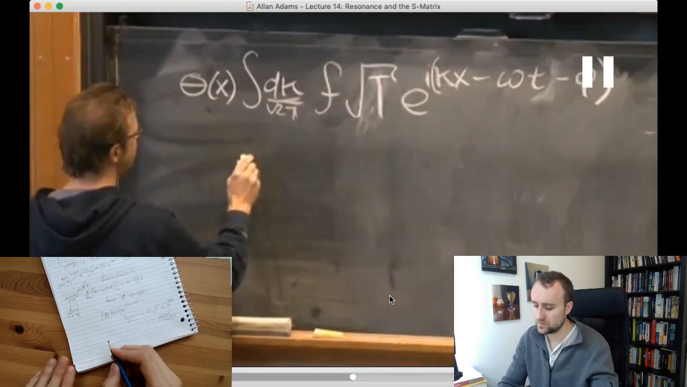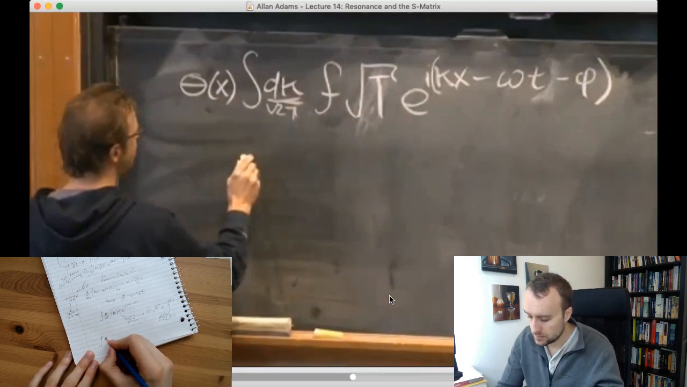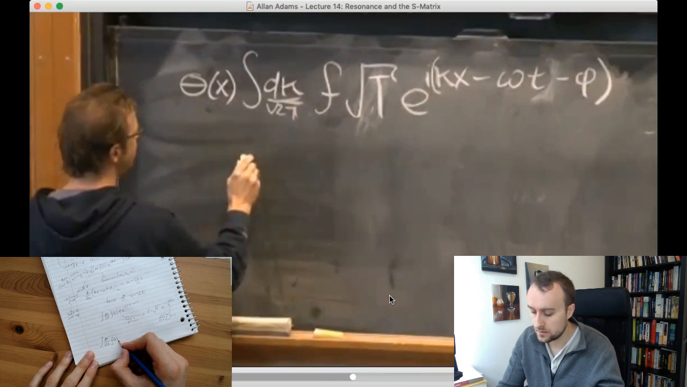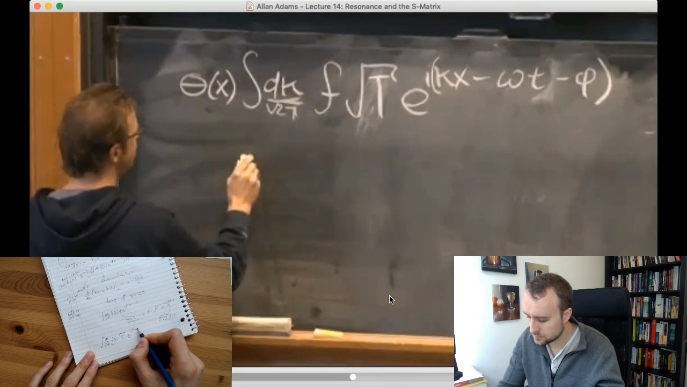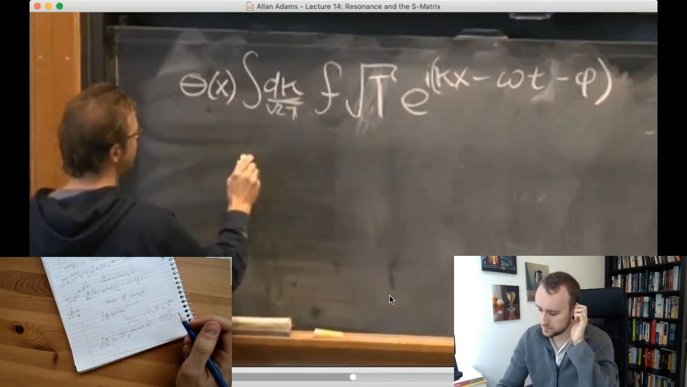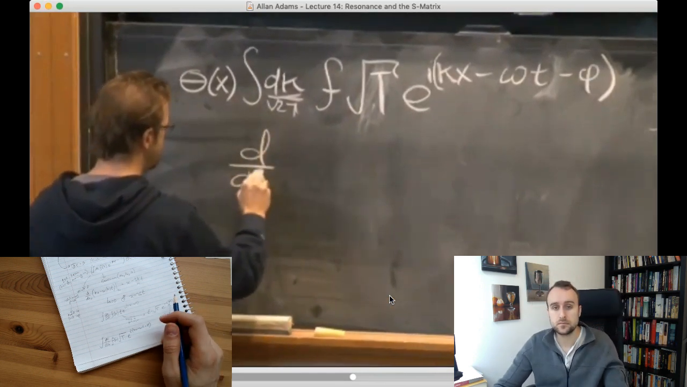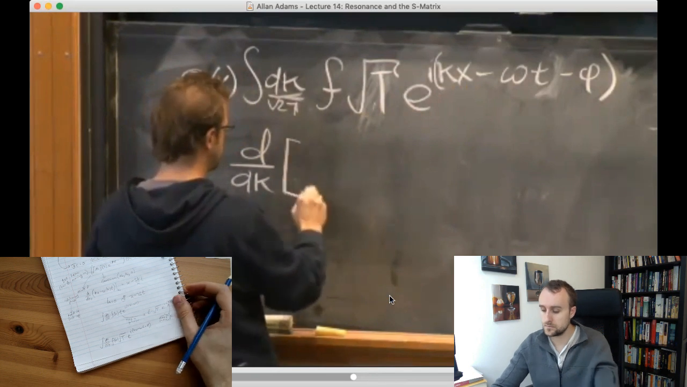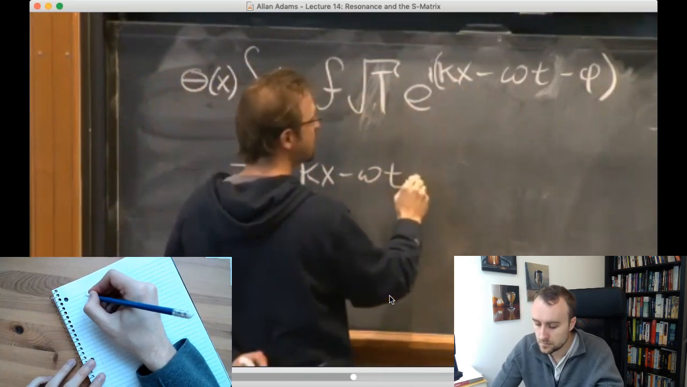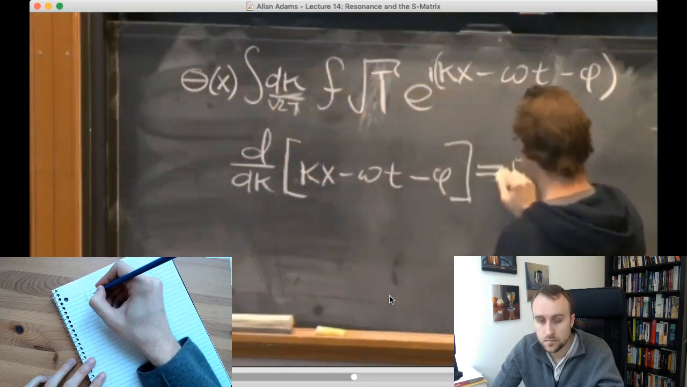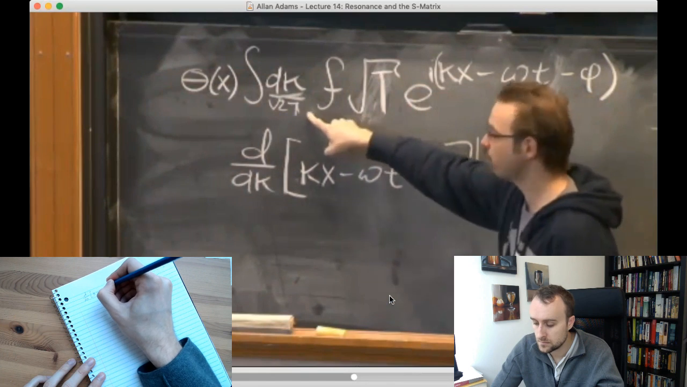And the point of stationary phase... So I'm just going to rewrite this the way he has. dk over root 2 pi f(k)... The derivative of the phase with respect to k, d/dk of (kx minus omega(k)t minus phi(k)), is equal to 0, evaluated at k0, which is where our envelope is sharply peaked.